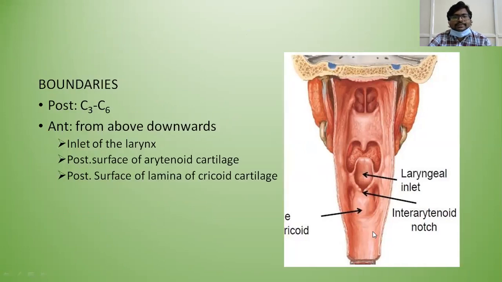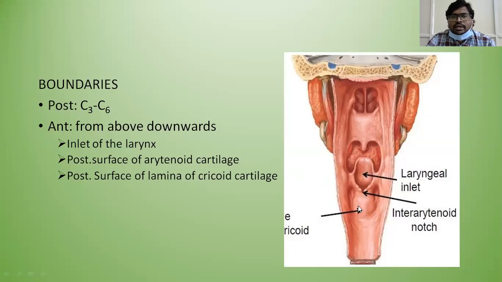Now coming to boundaries. The hypopharynx or laryngopharynx is bounded posteriorly by the prevertebral fascia covering the body of the vertebrae from C3 to C6. Anteriorly, from above downwards, it is bounded by the laryngeal inlet, the posterior surface of the arytenoid cartilages, and the posterior surface of the lamina of the cricoid cartilage.